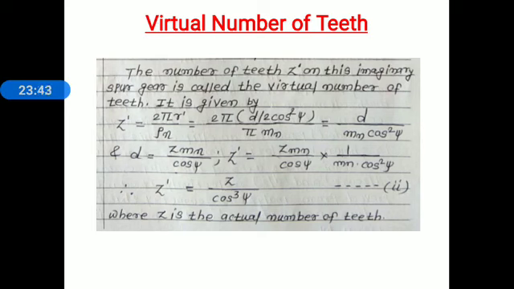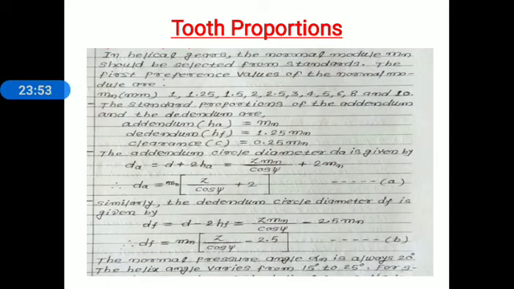Virtual number of teeth is asked with 4 options given, and in one option z dash is equal to z divided by cos cube alpha. This is about the virtual number of teeth. Now the next very important thing, tooth proportion.